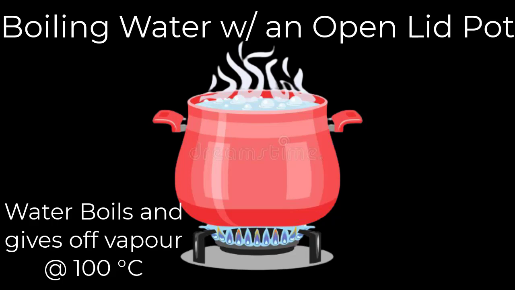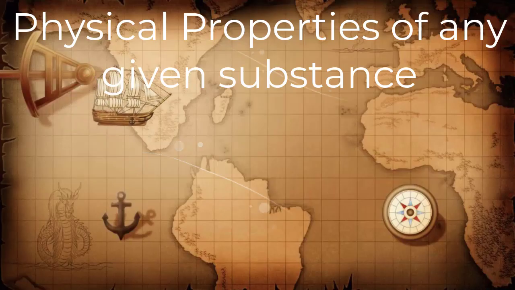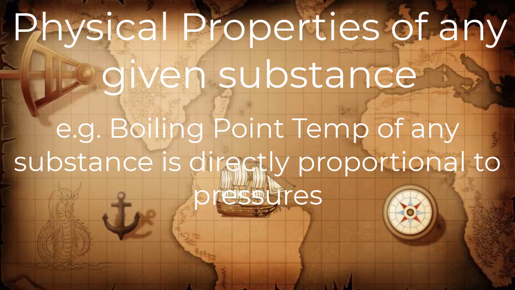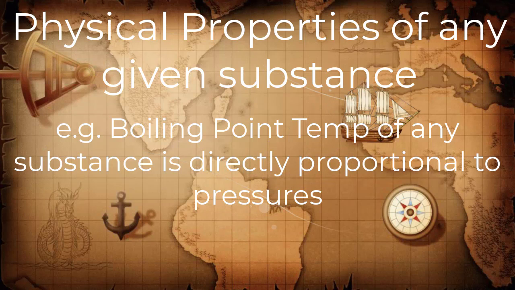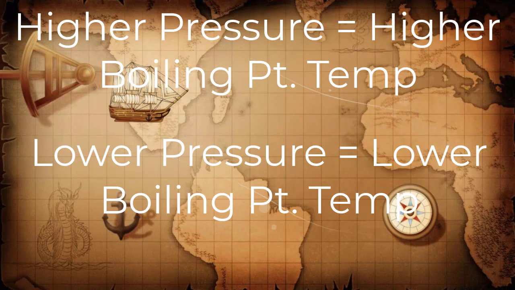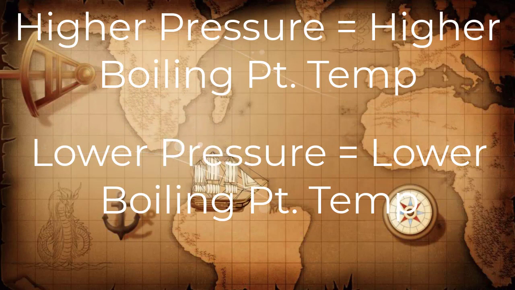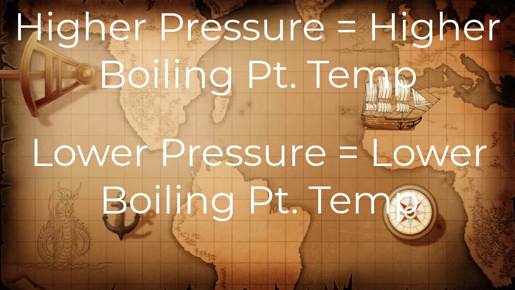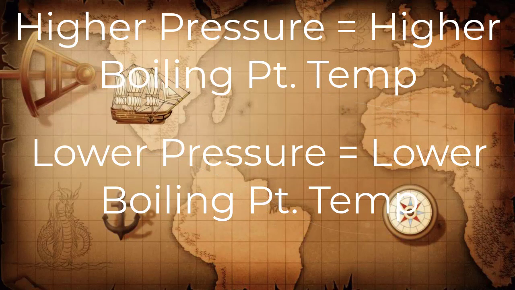Let's explain further. With the laws of thermodynamics and physics, the boiling point of any substance is directly proportional to pressure. Meaning, if the pressure is high, whether the substance is in an open or closed container, then the boiling point temperature goes up. Whilst if the pressure is lower than atmospheric pressure, then the boiling point temperature goes down.